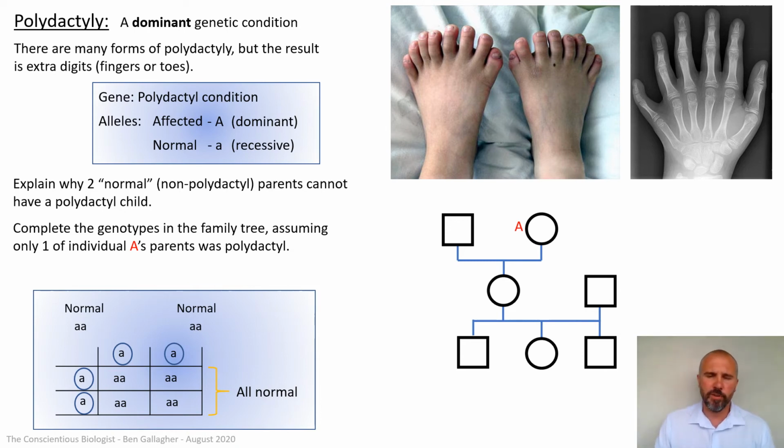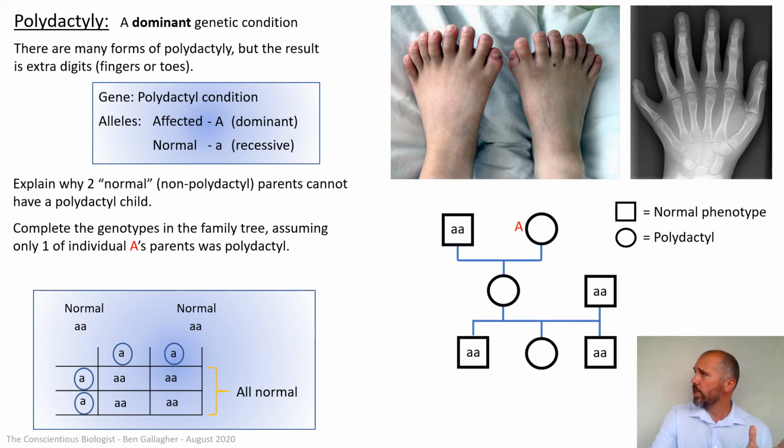So let's fill in what we can here. Well, straight away, given the key that I've just put above me, the square is the normal phenotype, non-polydactyl, the circle is polydactyl, we can straight away fill in all of the squares. So most of these we can do instantly, because if they don't have polydactylism, they have to be homozygous recessive. So all we're then looking at is some of the probabilities and how it changes.